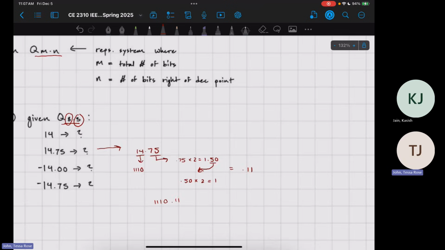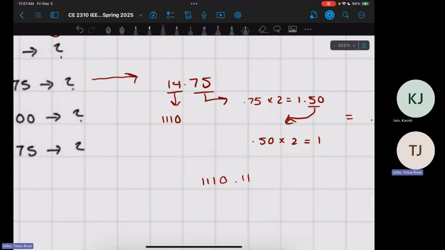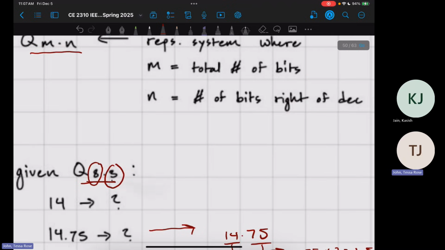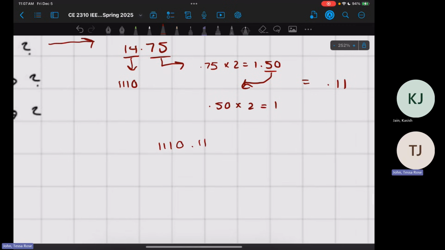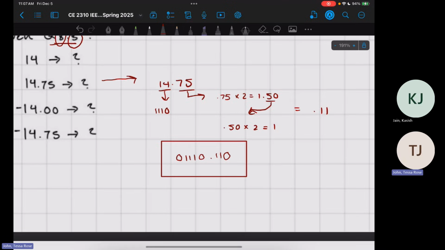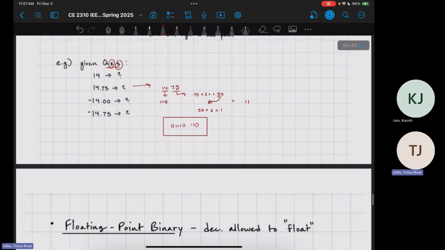But to convert it to fixed point binary, Q8.3, again it means they want 8 total bits, and they want 3 to be on the right side of the decimal. The way I would do this is add zero padding. Now I'm at 1, 2, 3, 4, 5, 6, 7 bits, and I'll add a 0 padding to the left to make it 8. So that's how you get your fixed point binary form.